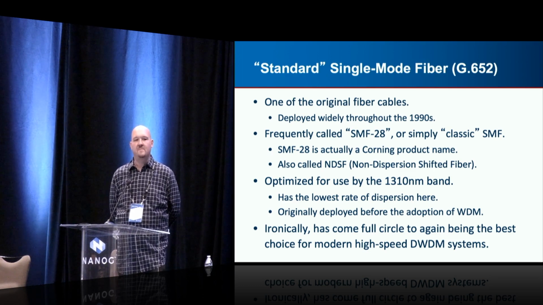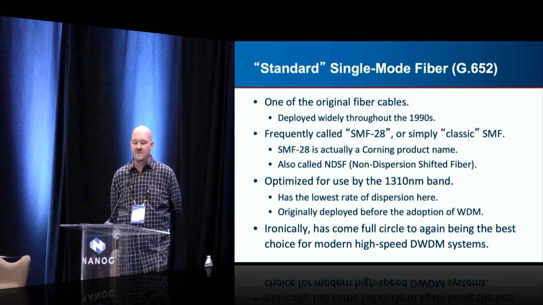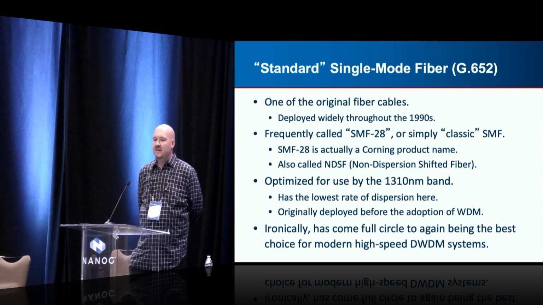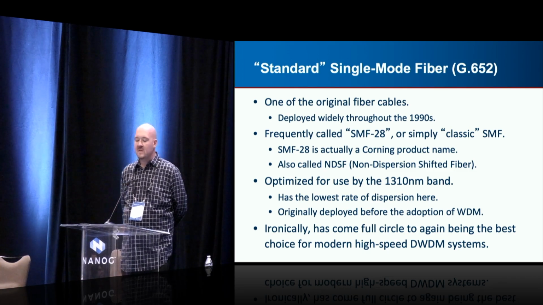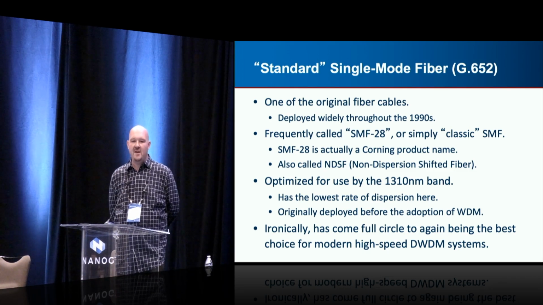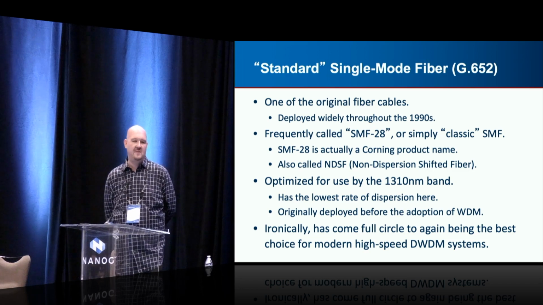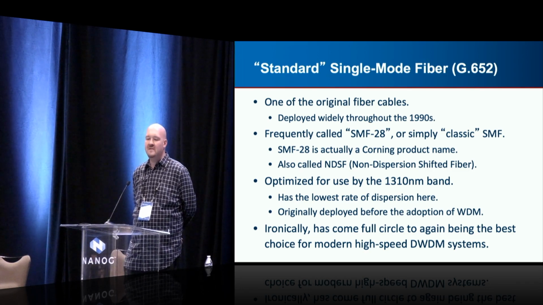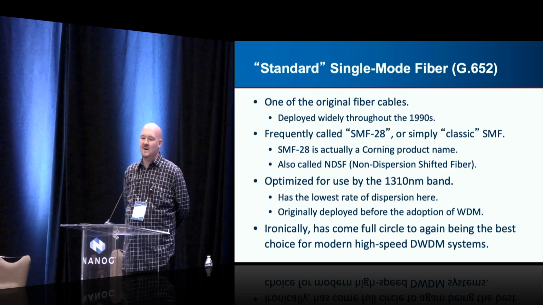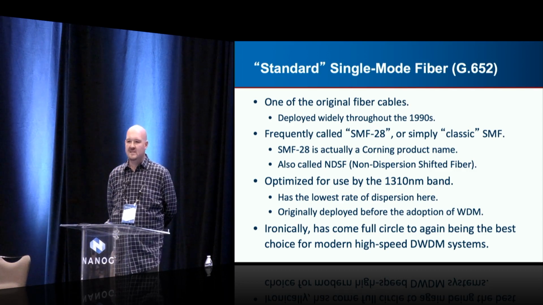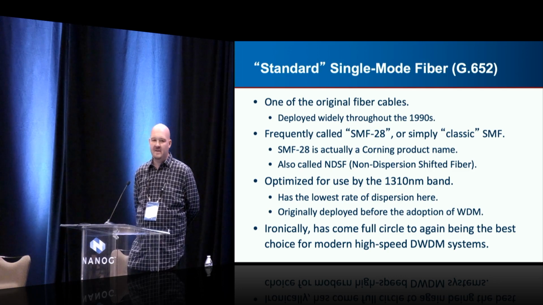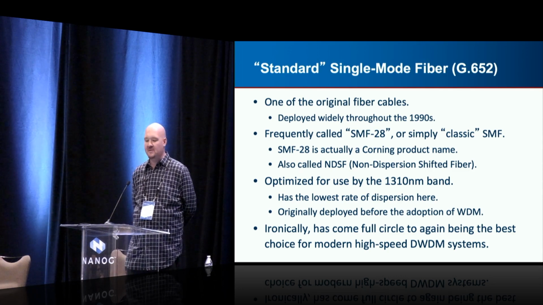The original SMF that was out there was designed for 1310. That was what it was really optimized for, and that's the point of lowest dispersion. This is all fiber that was created before the invention of WDM. Remember, wave division multiplexing is a relatively modern invention, right? It's barely 20 some years old. So there was a lot of fiber deployed when the premise was just to run a single channel, and that was all people knew.